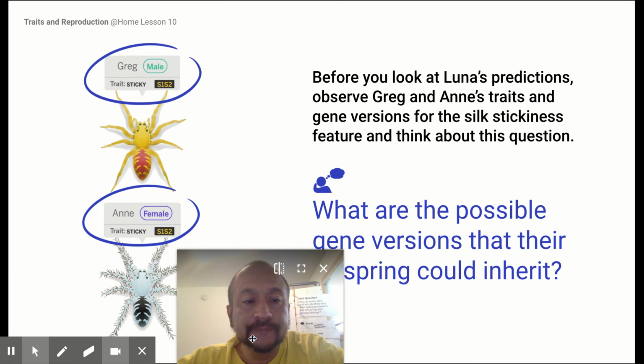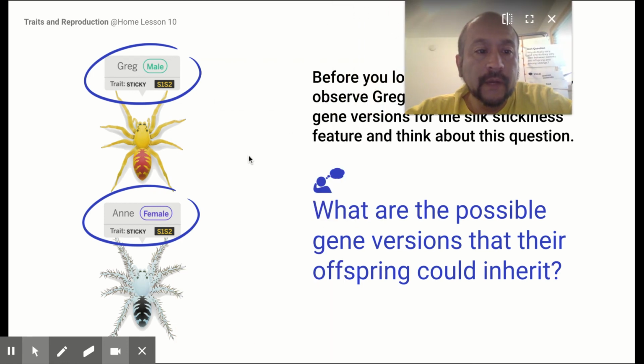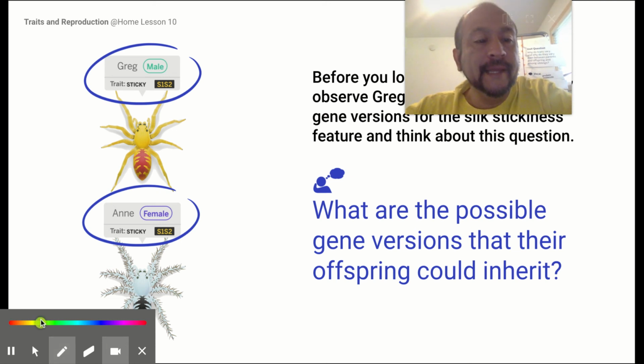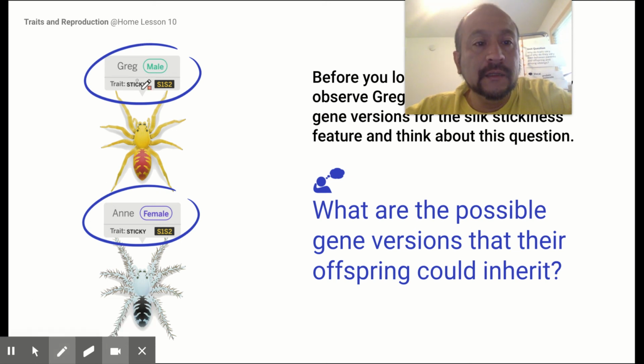As you can see here, we have Greg and Anne. And Greg and Anne, they both have sticky silk. One's male, the other one's female, right? And if you look at their protein molecule structure, S1, S2, S1, S2. So when it comes to stickiness, not the amount of hair, not their color, we're not looking at the color stripes that they both have. We're only looking at when they produce silk, it's both sticky.